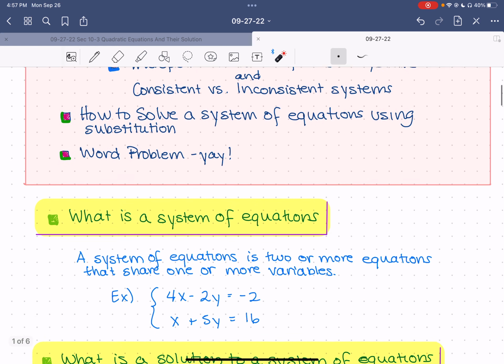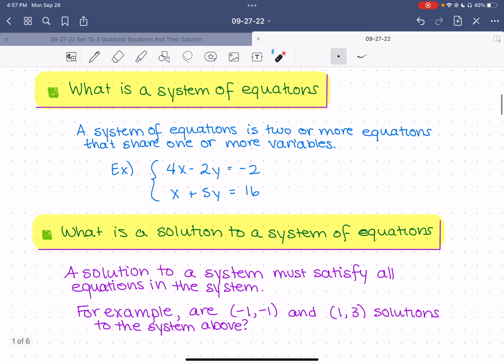Woo-hoo! So let's take a look first of all at what is a system of equations. A system of equations is just when you have more than one equation that you're trying to solve and they share the same variables. That's all it is. So what does it mean to be a solution to a system? Well, if something is a solution, it has to satisfy all the equations in the system. So we are going to check and see if the point -1, -1 is a solution to the system. And we're also going to check and see if the point 1, 3 is a solution to the system. So let's check it out.